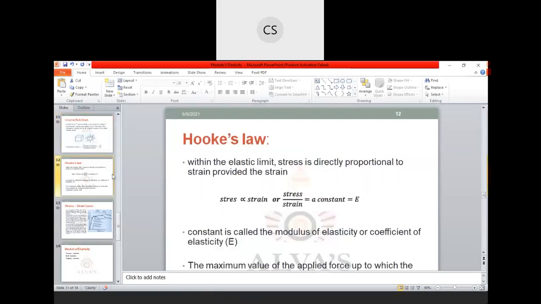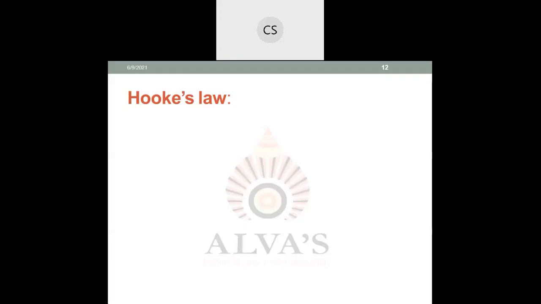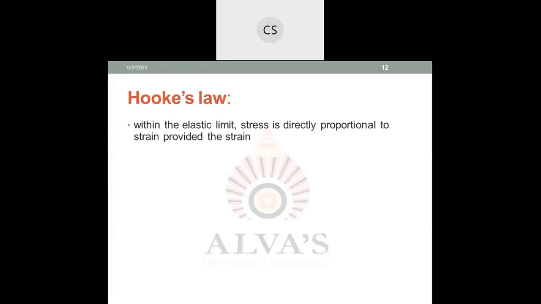So let us see the next concept, that is Hooke's law. You know this, even if I don't ask. Can anybody write the statement of Hooke's law in chat? Hooke's law says, stress is directly proportional to strain within the elastic limit. That's exactly what Hooke's law says. Of course, the important thing is the elastic limit.